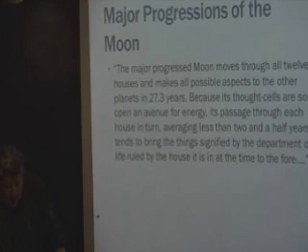Because its thought cells are so open an avenue for energy, its passage through each house in turn, averaging less than 2.5 years. This varies from chart to chart, from house to house. If you have intercepted signs, it takes longer for them to pass through those houses. But back to the quote: its passage through each house in turn, averaging less than 2.5 years, tends to bring the thing signified by the department of life ruled by the house it is in at the time to the fore.